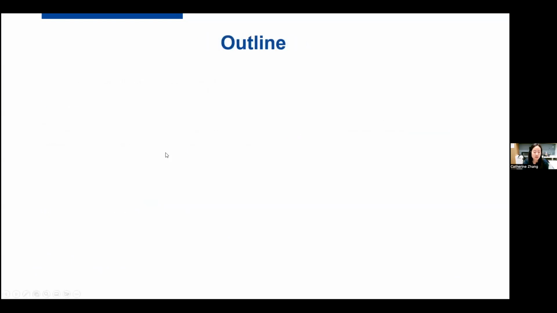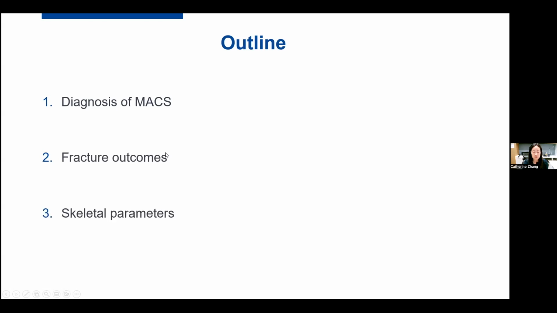And I wanted to start by just briefly reviewing the diagnosis of mild autonomous cortisol secretion, which I'll just shorten to MACS for the rest of the talk. And then we'll move on to looking at fracture outcomes, and then finish by looking at different skeletal parameters and possible mechanisms that may mediate increased fracture risk for this group of patients.